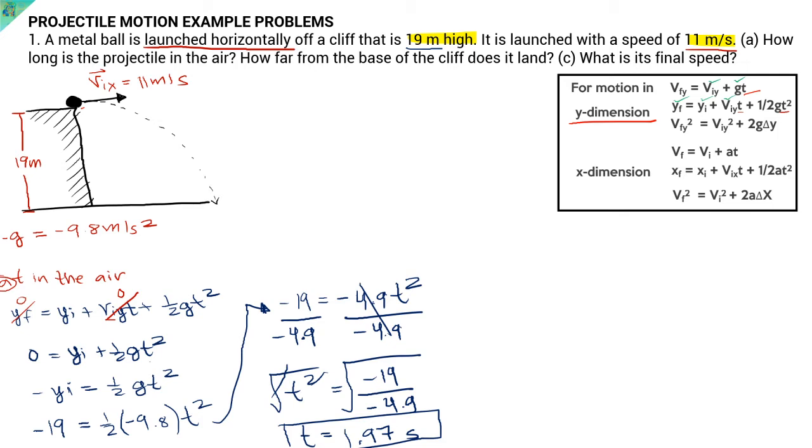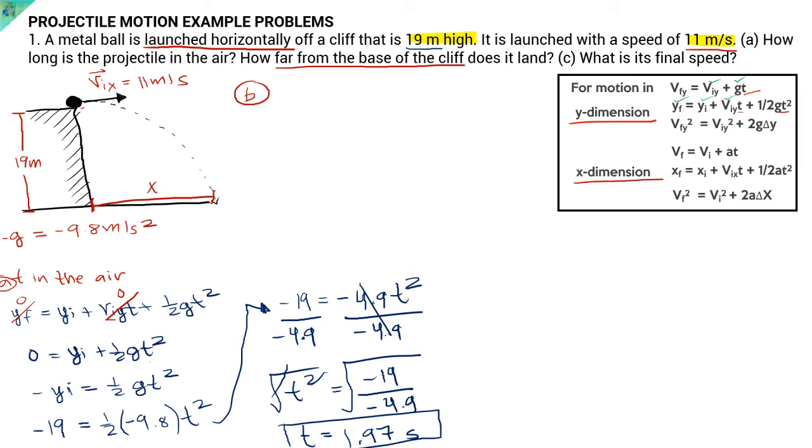Let's now proceed with our second question, our letter B question. How far from the base of the cliff does it land? For letter B, we are asked how far from the base of the cliff. That is a concept of range, which means that if this is the start of the base here, how far is this part? That's the how far from the base of the cliff will it land. And that is the concept of x dimension.